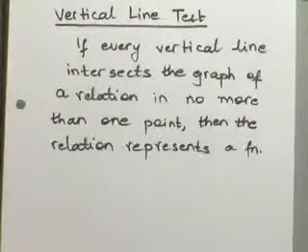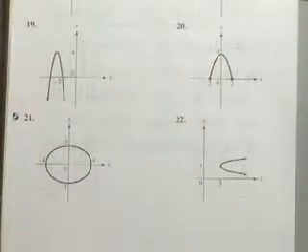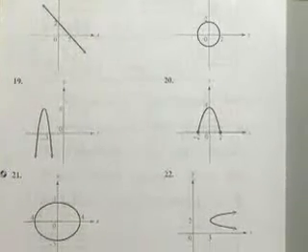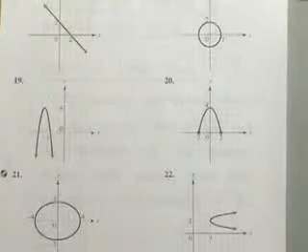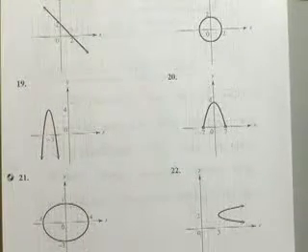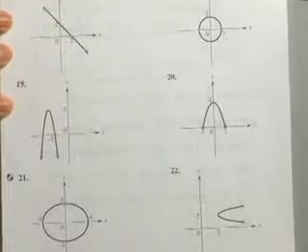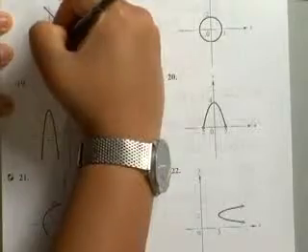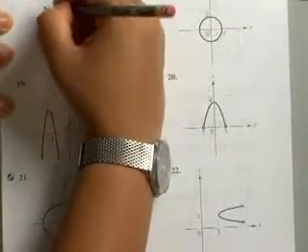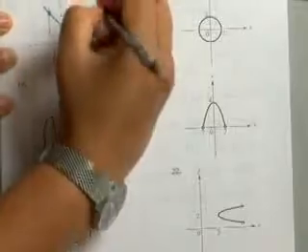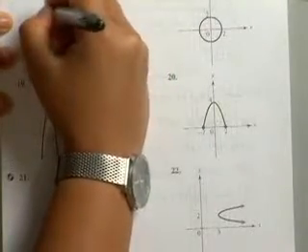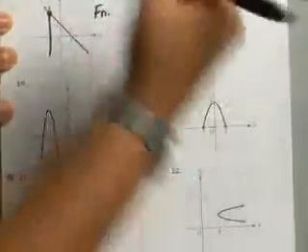Now let's look at some examples here. We're using the same graphs that we used earlier for our domain, but this time we're only trying to identify if these are functions or just relations. Okay? So again, if we were to use our vertical line test, just draw a vertical line anywhere on the graph, and you will see that it intersects the graph at only one point. So we can say that this is a function.